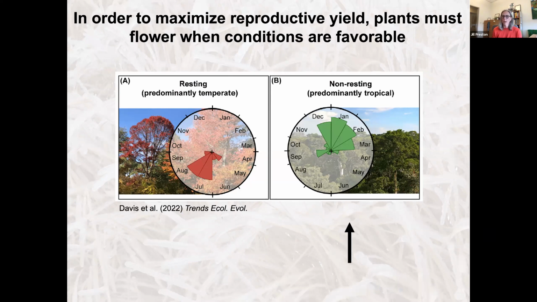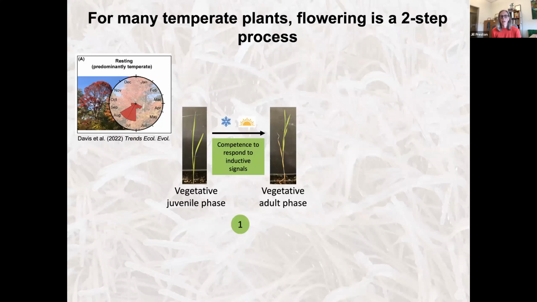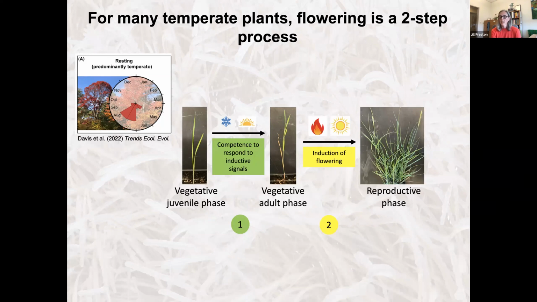So if we focus on the temperate plants, we can think about flowering as really being a two-step process. The first step involves the transition from the vegetative juvenile phase to the vegetative adult phase. And this is a transition that basically readies plants to respond to inductive signals. So this usually involves winter signals, such as cold temperatures, which I'll refer to as vernalization, and short days. And then the second step is basically the transition from vegetative to reproductive growth, which in turn is induced by warming temperatures and then the lengthening of the days.